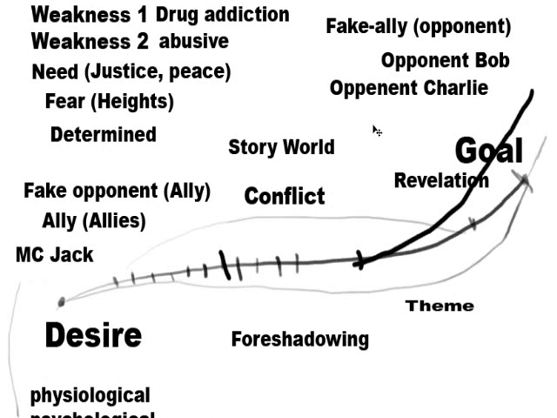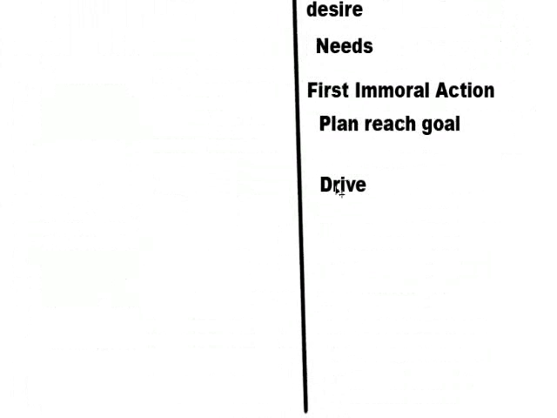Okay, I need to reveal, if I can, depending on how I write the story, something about Bob. But if I write it solely from Jack's point of view, he needs to learn about Bob through other people, because I want to reveal that. I also need to reveal any fake ally opponents or fake opponent allies. These are people that we think at first are enemies but actually are allies. So I need to do all that through the drive of the story, through the conflict of the story.